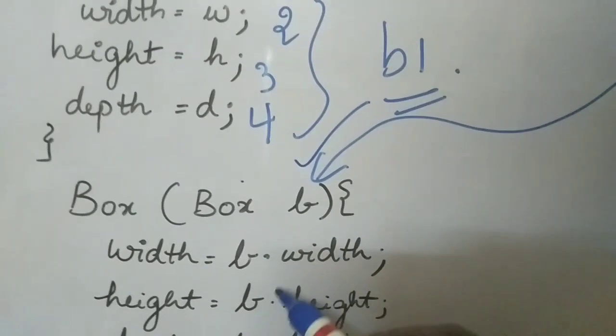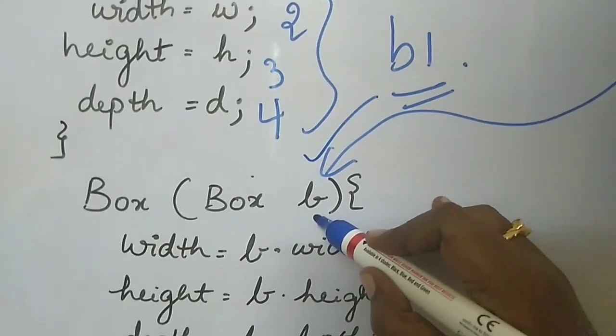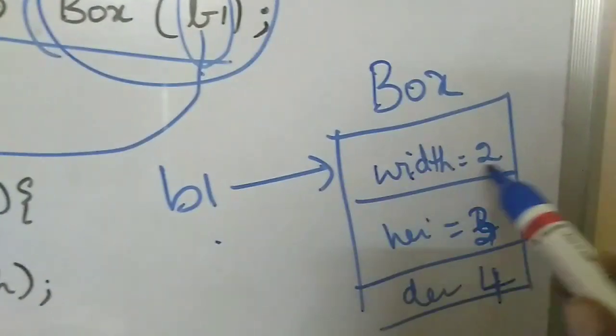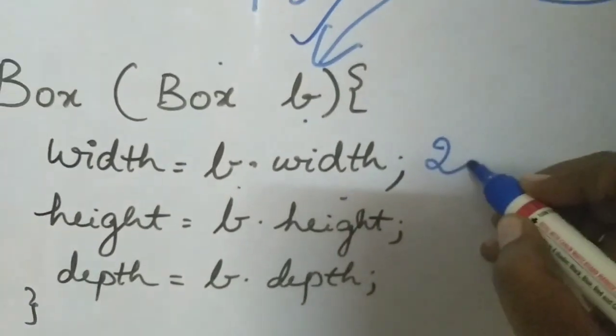So by accessing, B1 is passed over here. So we are saying B1.width. What is B1.width? B1.width is equal to 2. So what happens inside width? 2 is passed.